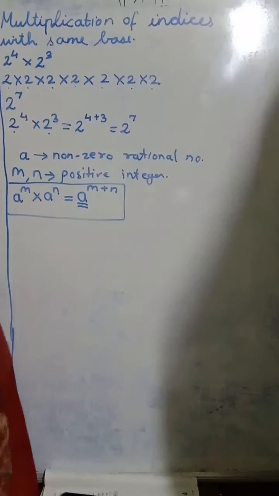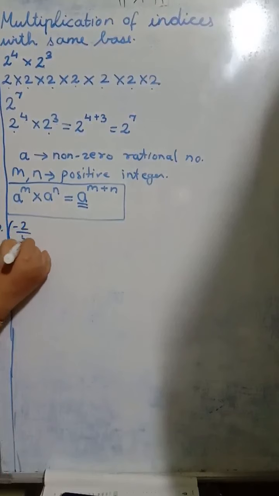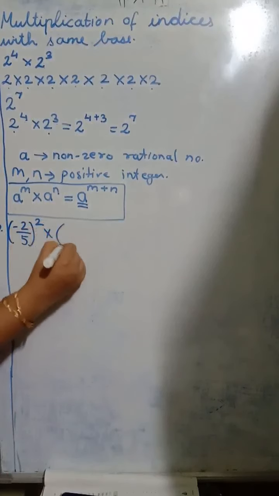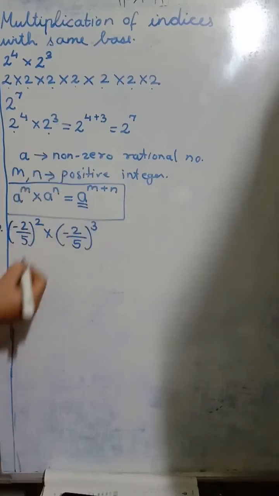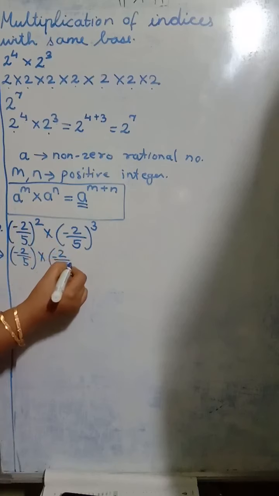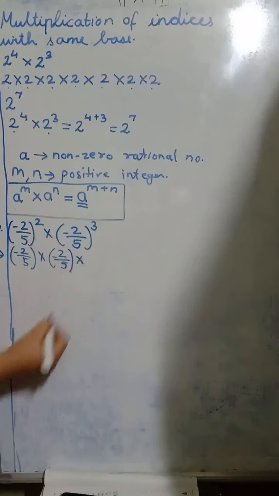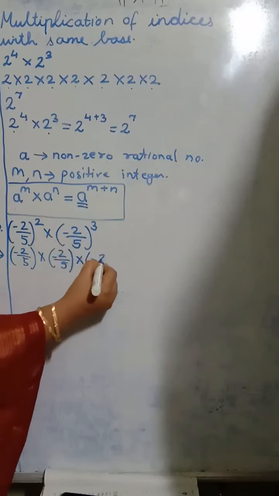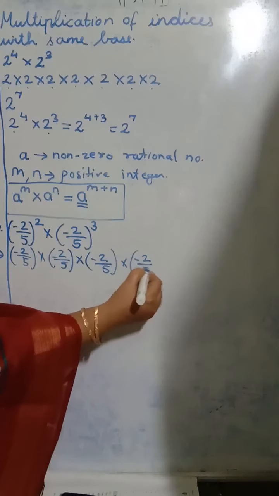Now let's take one more example, for example negative 2 upon 5 raised to 2 multiplied by negative 2 upon 5 raised to 3. Now in multiplication form, how will we write? Negative 2 upon 5, 2 times, because the power is 2, so we write it 2 times. Afterwards there is multiplication, so we multiply. Then negative 2 upon 5 is 3 times, so we write it 3 times.